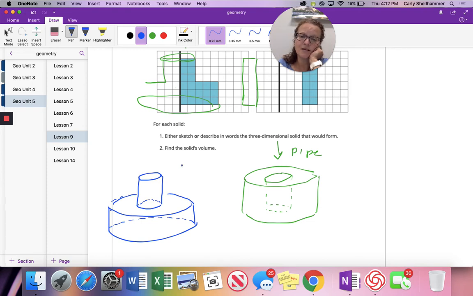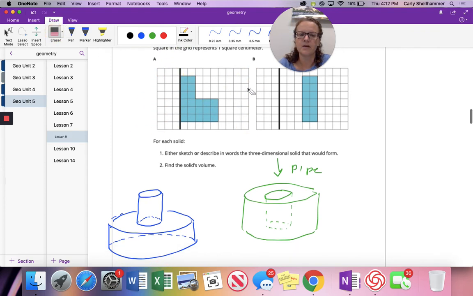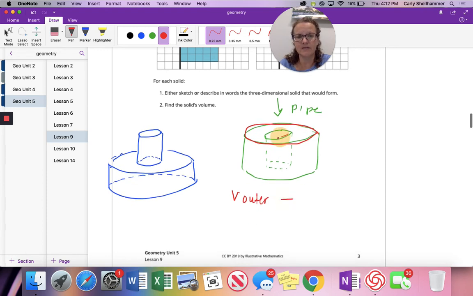Okay, now find the solid's volume. This is the fun part to me. It's like a puzzle. All right, so we want the volume of this one. Let's go in red. If I found the volume of the outer cylinder and subtracted the volume of the inner cylinder, I would have the volume in between. So it's like we're taking the volume of the whole thing, like it's a solid, and then boring out the volume of the inside, cutting it out.